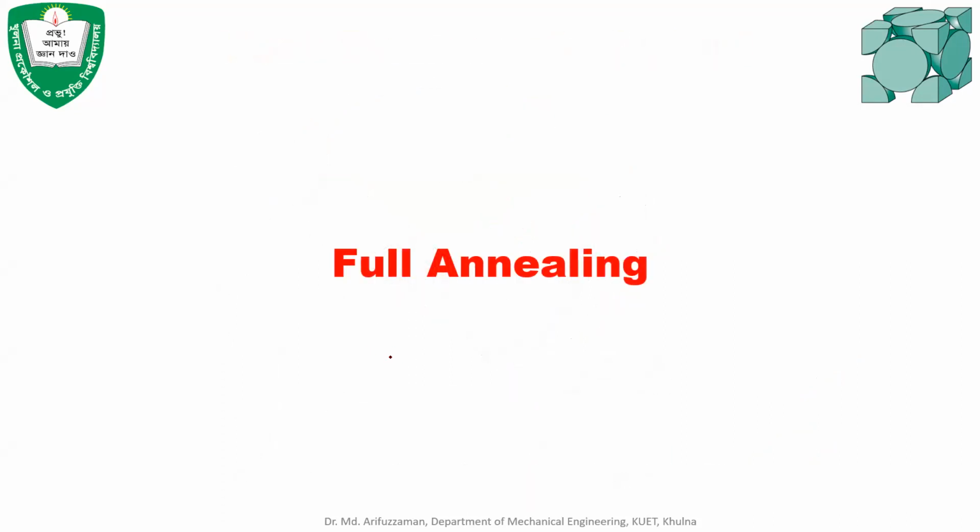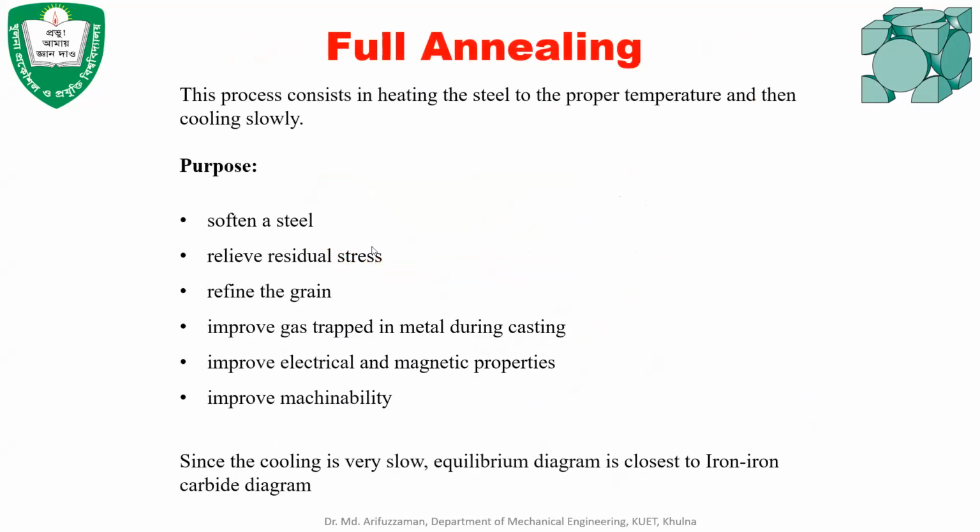First, let's discuss the annealing process. For annealing, the process consists of heating of steel to a proper temperature, that means above the upper critical temperature line, and then cooling slowly. Purpose: soften steel, relieve residual stresses, refine the grains. We have already discussed all these things.